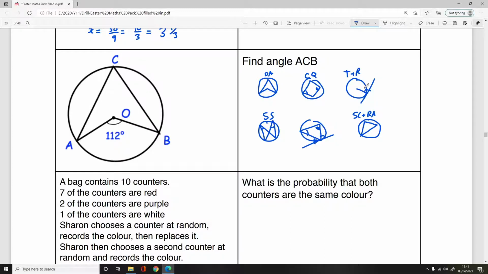So, this one is obviously going to be double angle. We're trying to find ACB, which is up here, A to C to B. And the rule for double angle is that the angle at the center is double the angle at the circumference. So we need to divide by 2 and get that ACB is 56 degrees.